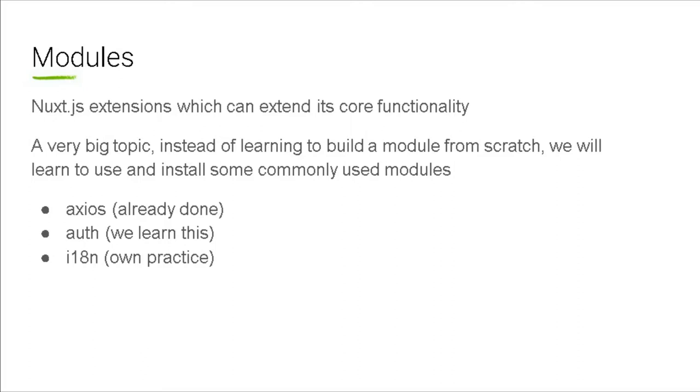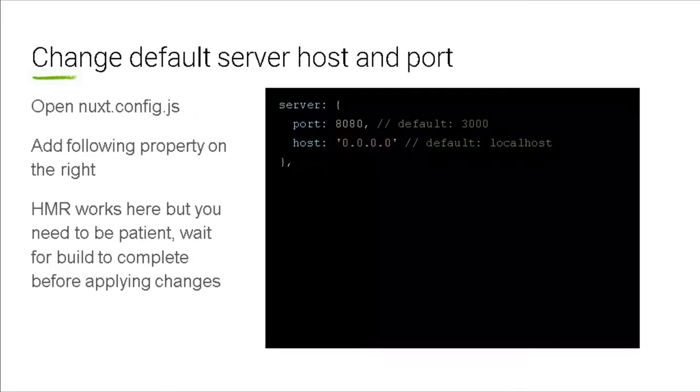Okay, so how you know it's already installed inside NuxtJS is that you look at the Nuxt config file. There's actually a module called Axios and also Vuetify inside. Today we'll learn about the authentication module. We have not installed that one yet. The important thing is the Nuxt config file, where all the configuration takes place. This one we've gone through.